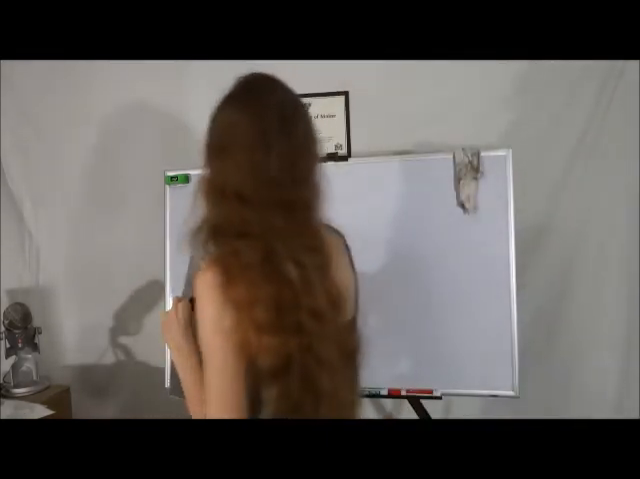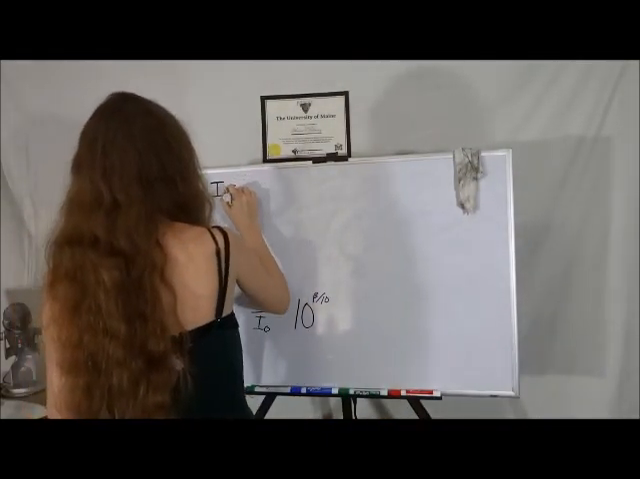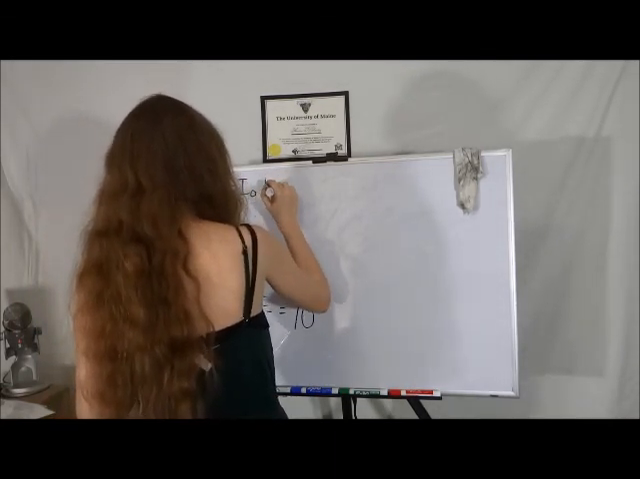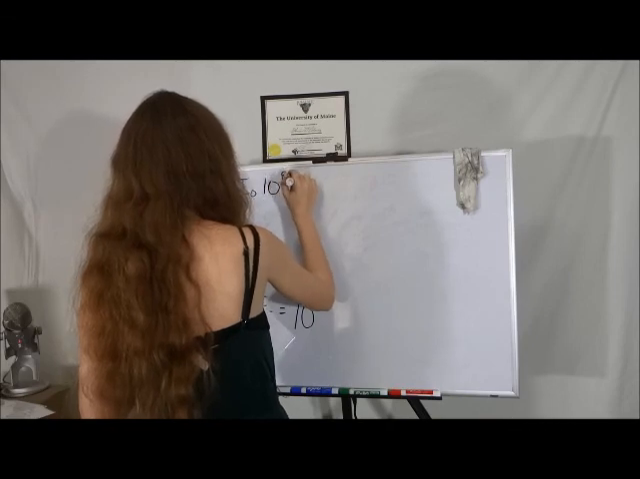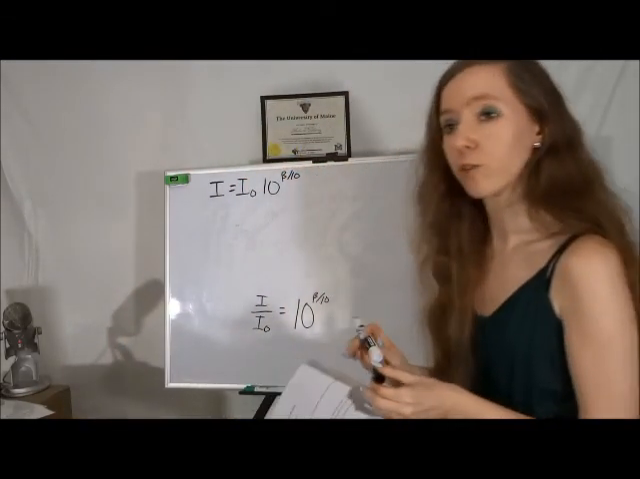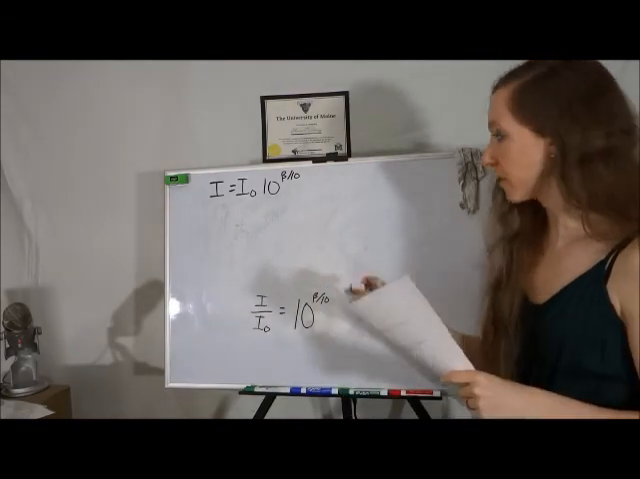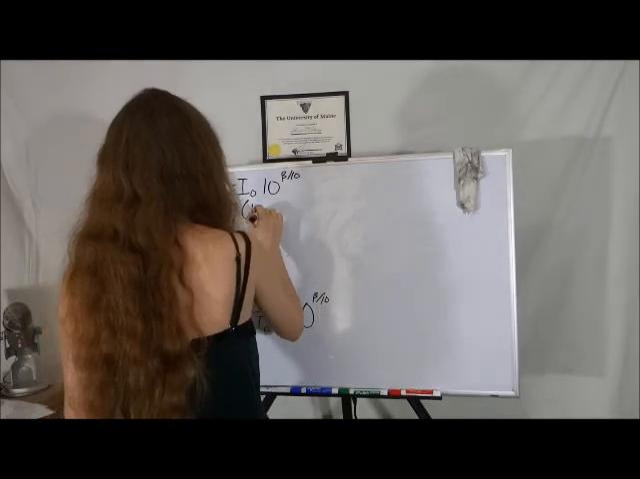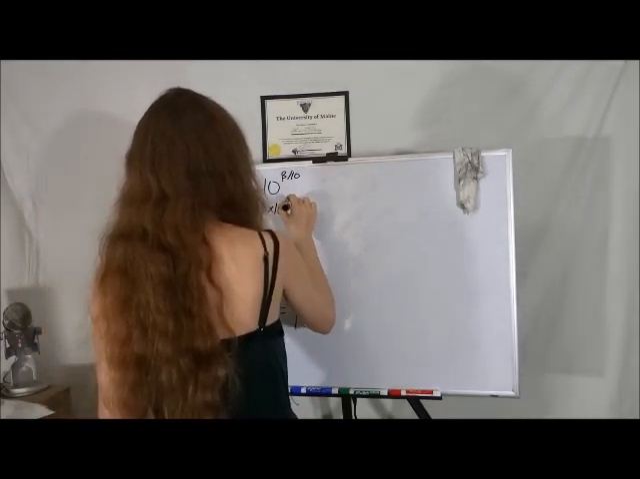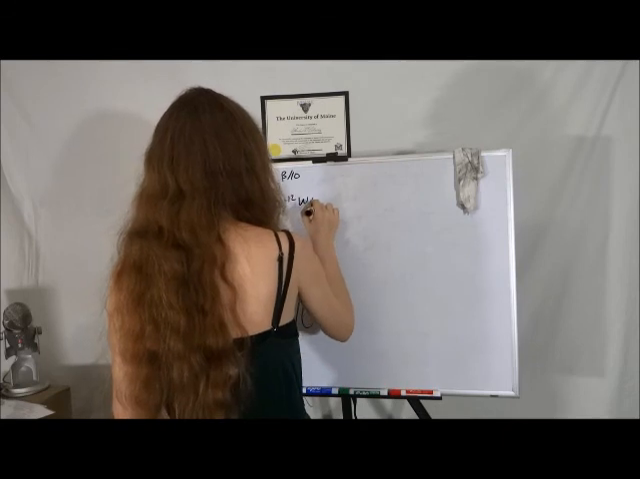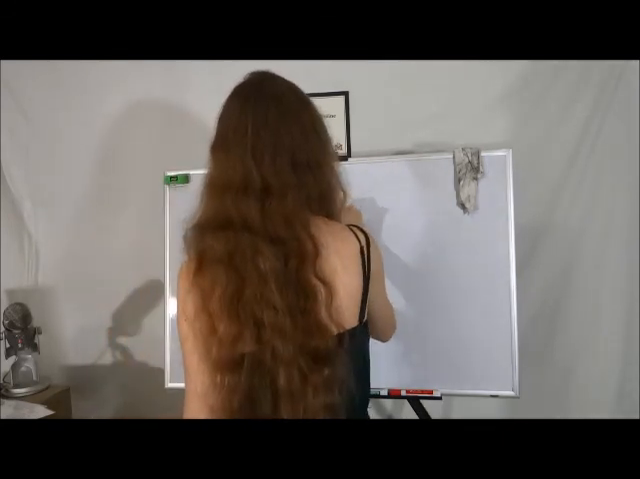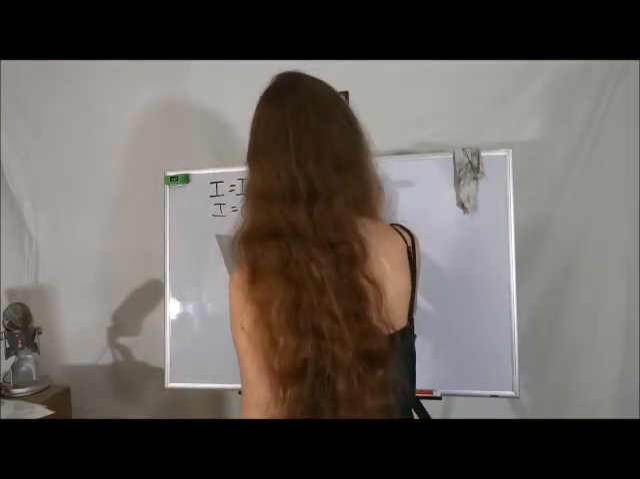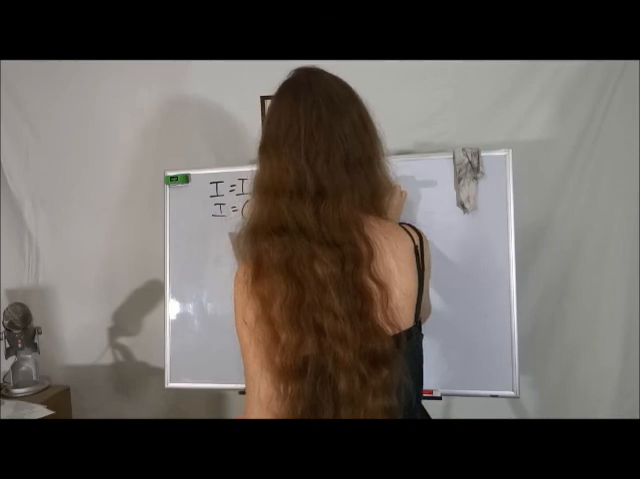So we're going to have I is equal to I naught times 10 to the beta over 10. And from here, it's a matter of plugging in our values. We have I is equal to 1 times 10 to the minus 12 watts per meter squared, times 10 to the power of beta, which is 50 decibels, divided by 10 decibels.